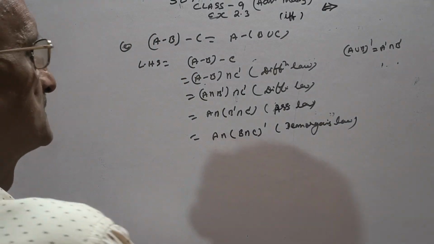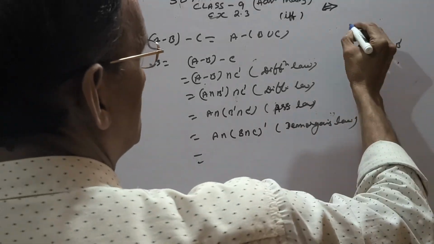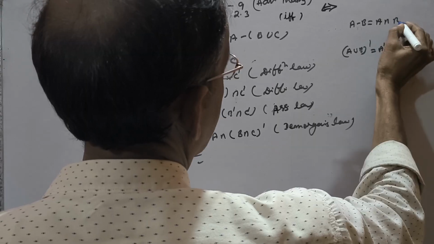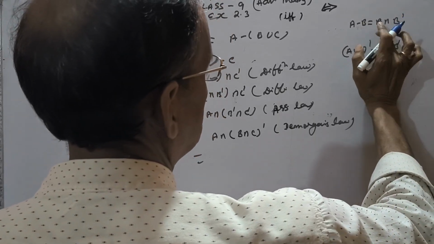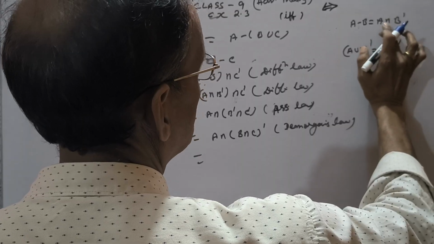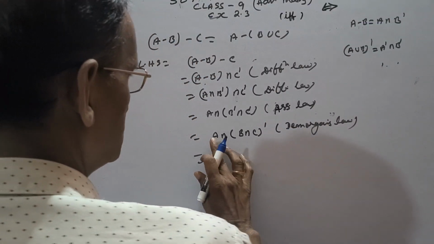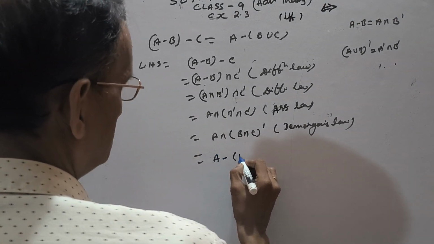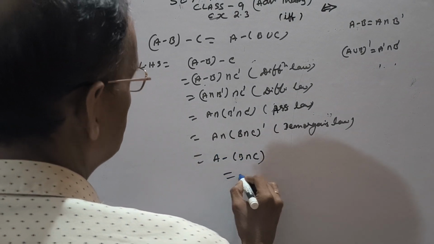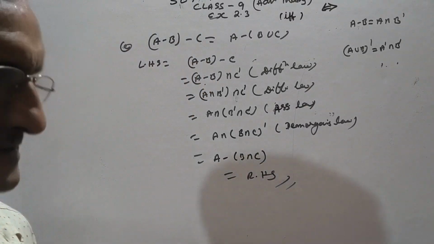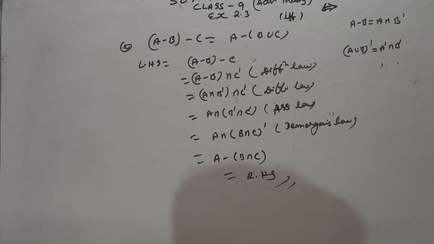De Morgan's law. And see, again, look here: A minus B equals A intersection B complement. This is the difference law. Many times you would get A intersection B complement, and this intersection, this complement, equals A minus B intersection C. It is the RHS. Okay, this is number 1. A and B, all the sums completed, correct?